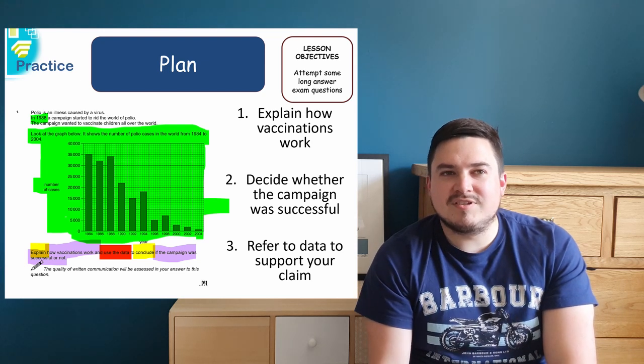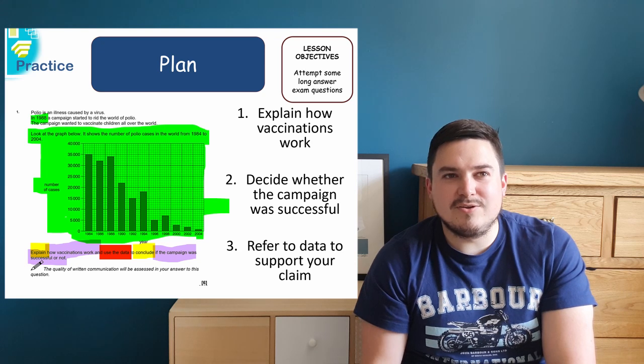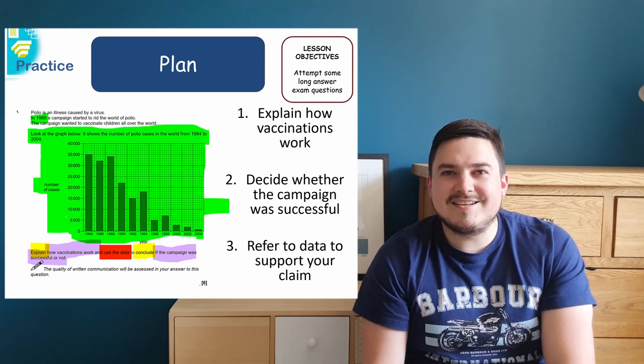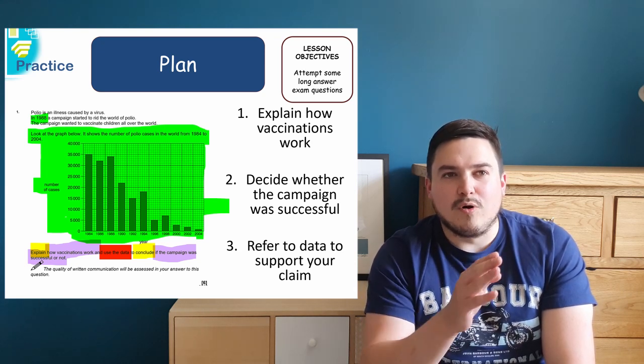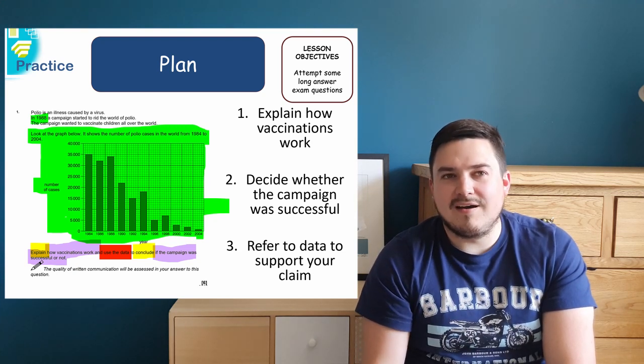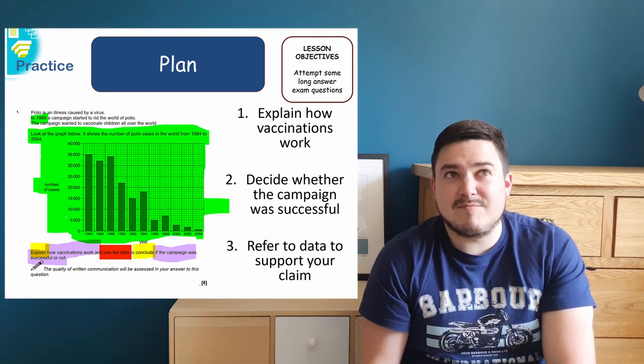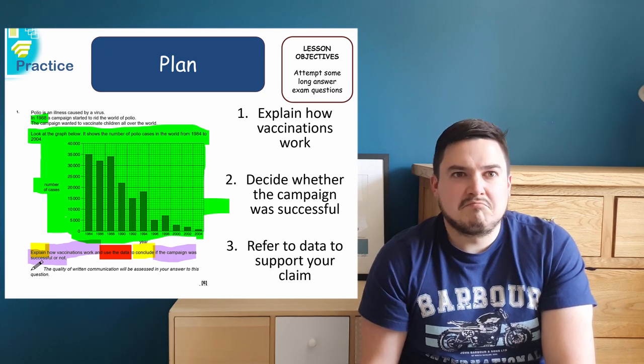Decide whether the campaign was successful. It's a vaccination campaign trying to stop polio. So what you've got to do is look at the graph and decide in the time the campaign went on for, was polio either significantly reduced or entirely eradicated. And you will need to say whether you think it's successful based on what you think. If you think not getting rid of it completely does not mean it's successful, say that.